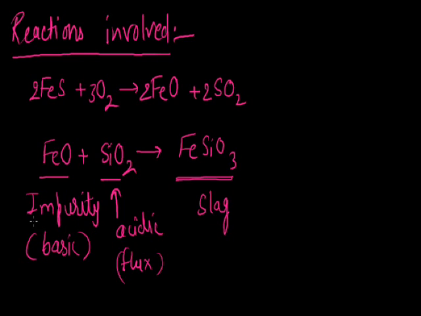Here if the impurity is basic, then we use acidic flux. If the impurity is acidic, then we use basic flux, and overall they will form slag, and slag will be present in liquid form and will float on the metal.